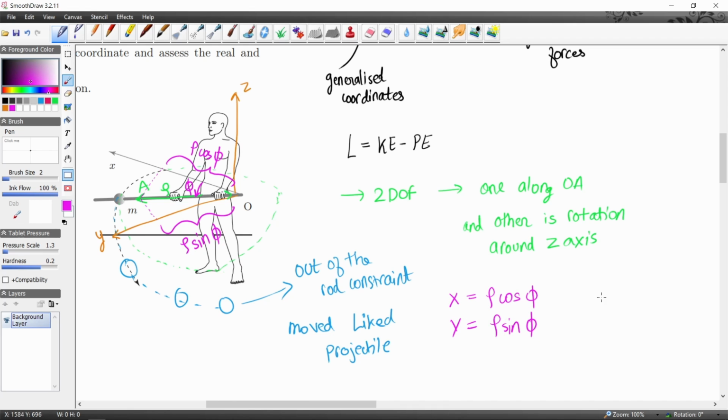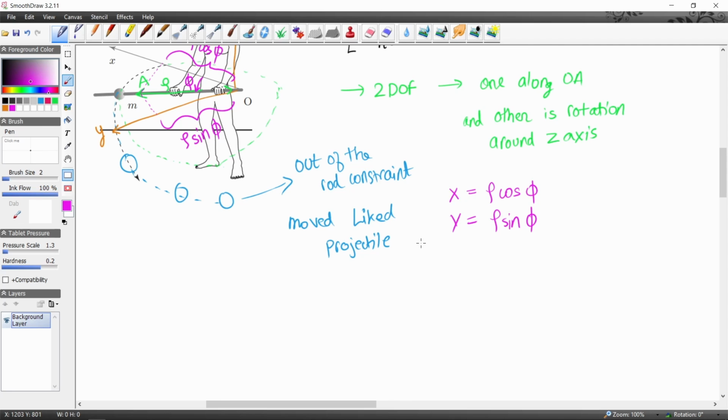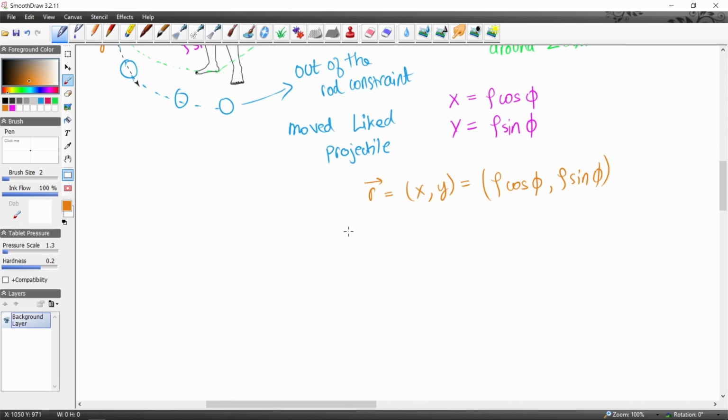Now let's define a general vector for point mass m and call it r. So r is equal to (x, y) and is equal to (rho cos phi, rho sin phi), where rho and phi are 2 independent coordinates. Now we know that the velocity vector v is defined as the derivative of the position vector. We can write it as (rho dot cos phi minus sin phi phi dot rho, rho dot sin phi plus rho cos phi phi dot).